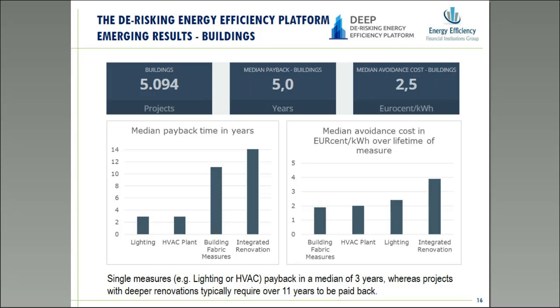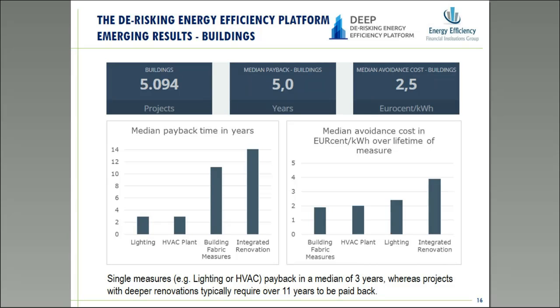Then we also have a group of projects that we have called integrated renovations. These are projects that include basically everything, a lot of building fabric measures and lighting and HVAC plant replacement. And most of these projects tend to have very long payback times. The median is 14 years. And the reason is that many of these are really ambitious deep renovations, for instance, very deep renovations of old housing blocks in the Baltic countries, etc. And obviously they have a completely different payback situation than a lighting replacement in a supermarket group in the UK.